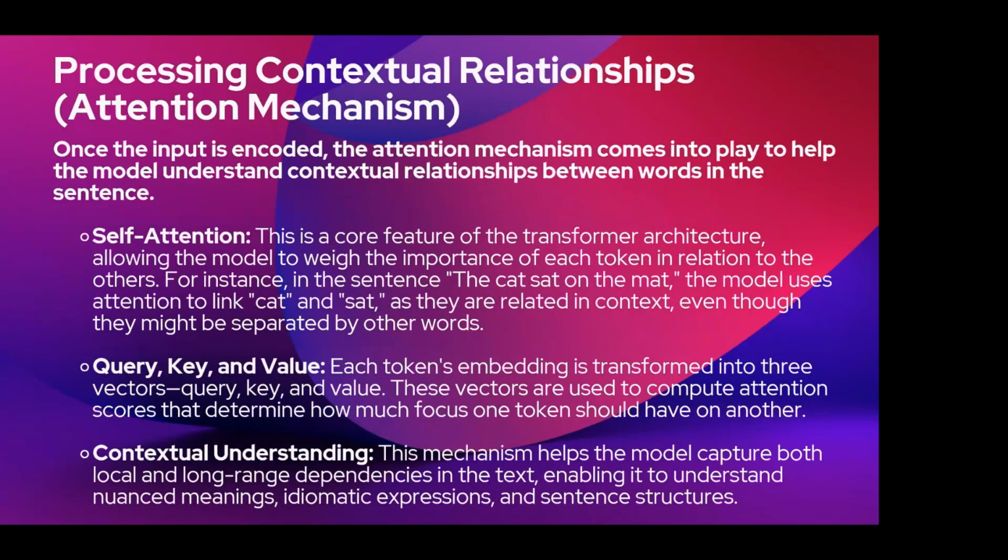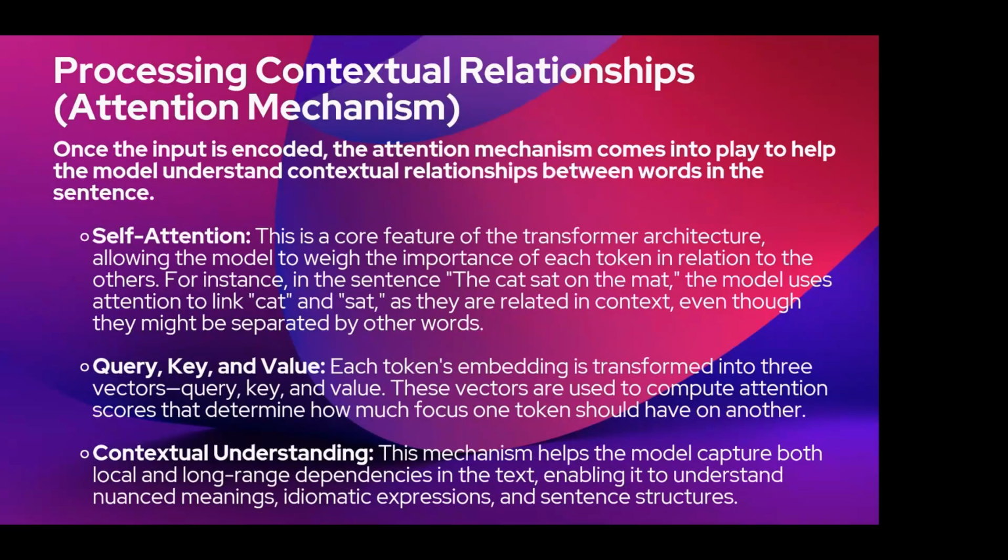The second one is the attention mechanism. As DT discussed, you might be familiar with the attention mechanism. So here is the detailed content of it. Once the input is encoded, that is, it has understood its meaning and related it with other tokens, the attention mechanism comes into play, which helps the model understand the relationship between the words in the sentence. So this is actually the level 2 process.